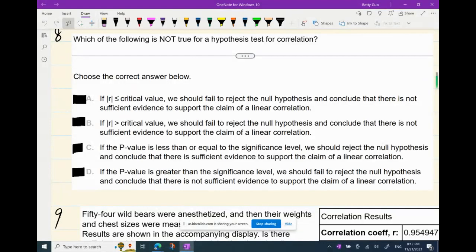When the absolute value of r is less than or equal to the critical value, it means r falls in the blank region, not the two tails. We fail to reject null. Remember null is rho equals 0, so we fail to reject. So we do not have sufficient evidence to support the claim that there is a linear correlation between the two variables. So A is correct.